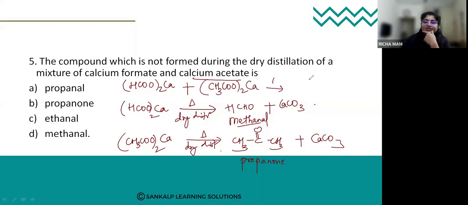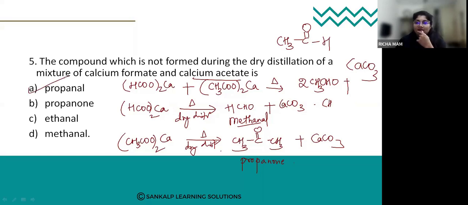When you heat this mixture, what are you going to get? You are going to get 2 CH3CHO plus calcium carbonate. So I'm going to get ethanol. So only what is formed here? Propanol is not formed, right? So here, CH3, C double bond O, H. So this is your propanol.